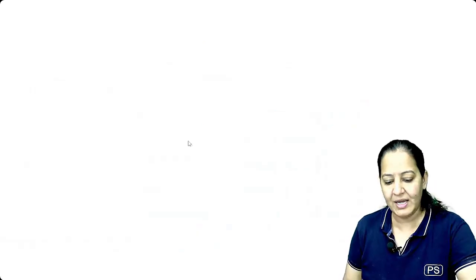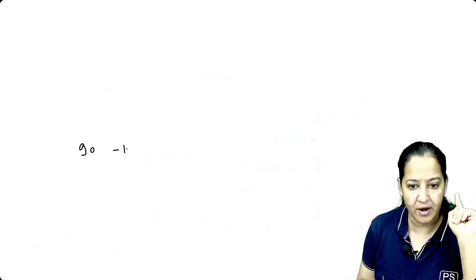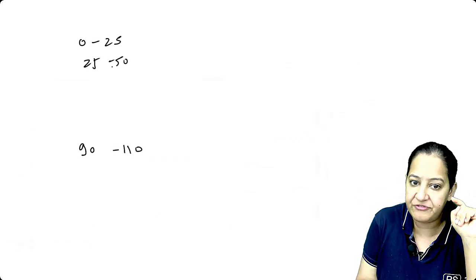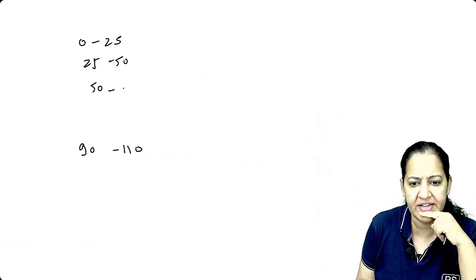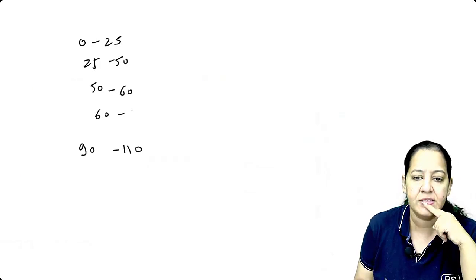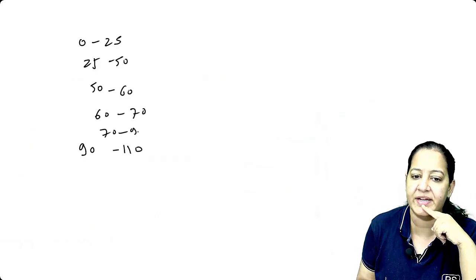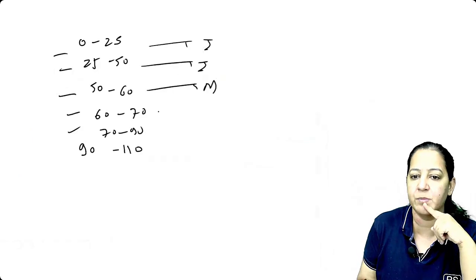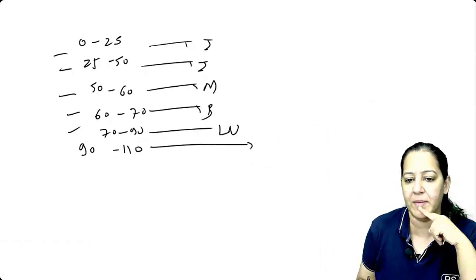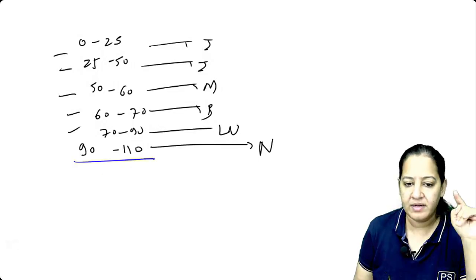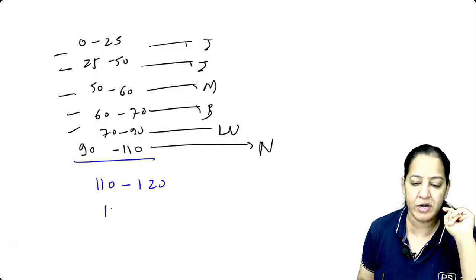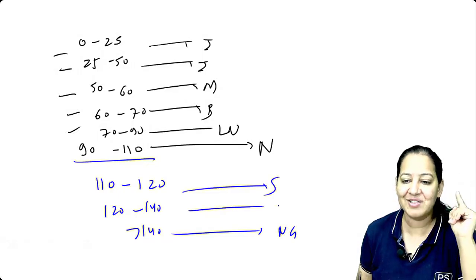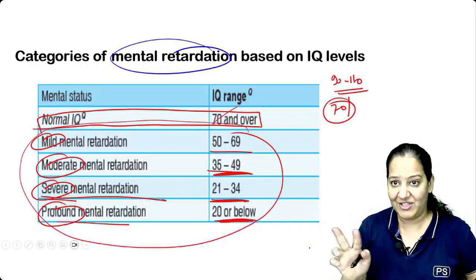IQ also, I told you the scale. Start from normal. That is 90 to 110. And then start from the bottom. 0 to 25, 25 to 50, 50 to 60, 60 to 70, and 70 to 90. These are the 1, 2, 3, 4, 5. So this is idiot, this is imbecile, this is moron, this is borderline, this is low normal. This one is normal. And above that, you already know. 90 to 110, 110 to 120, 120 to 140, more than 140. More than 140, near genius. This is superior, this is very superior. This is how you have to learn. Learn the range.